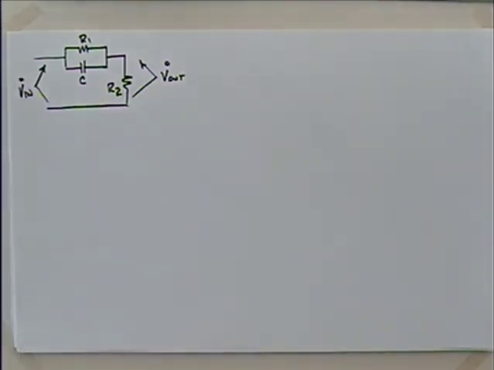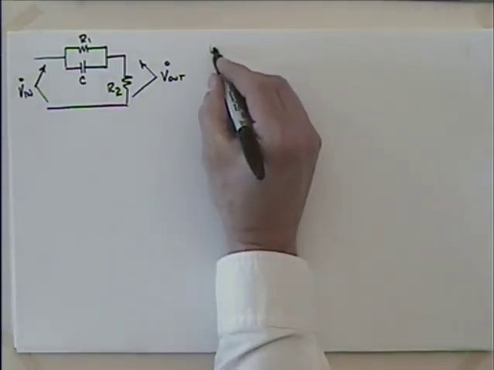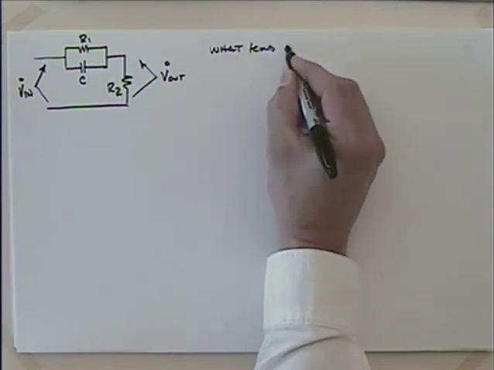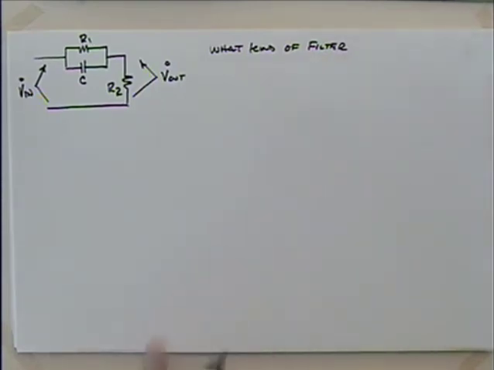So what we'd like to do is come up with what kind of a filter it is. Band pass, low pass, high pass. Oh, I guess with a notch we only have a 1 in 4 chance. So hopefully with some calculations we can do better than that.